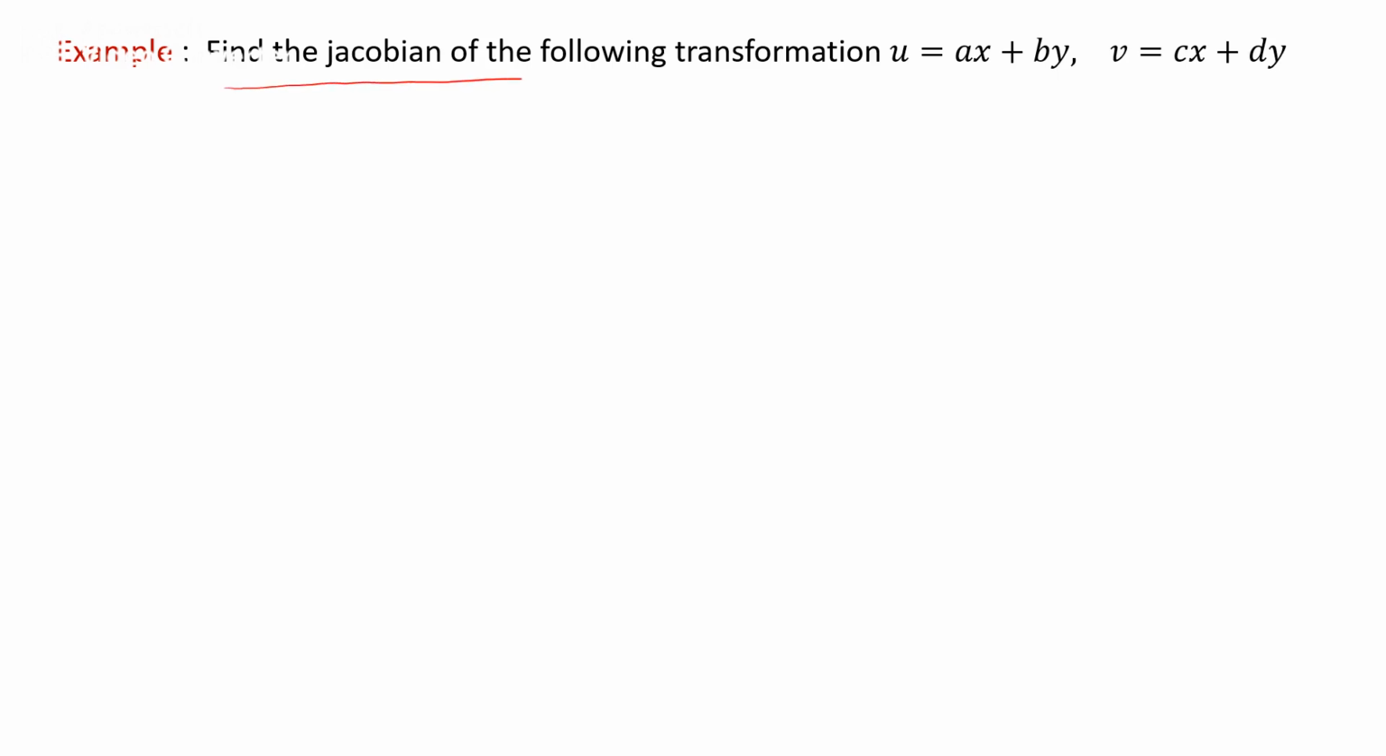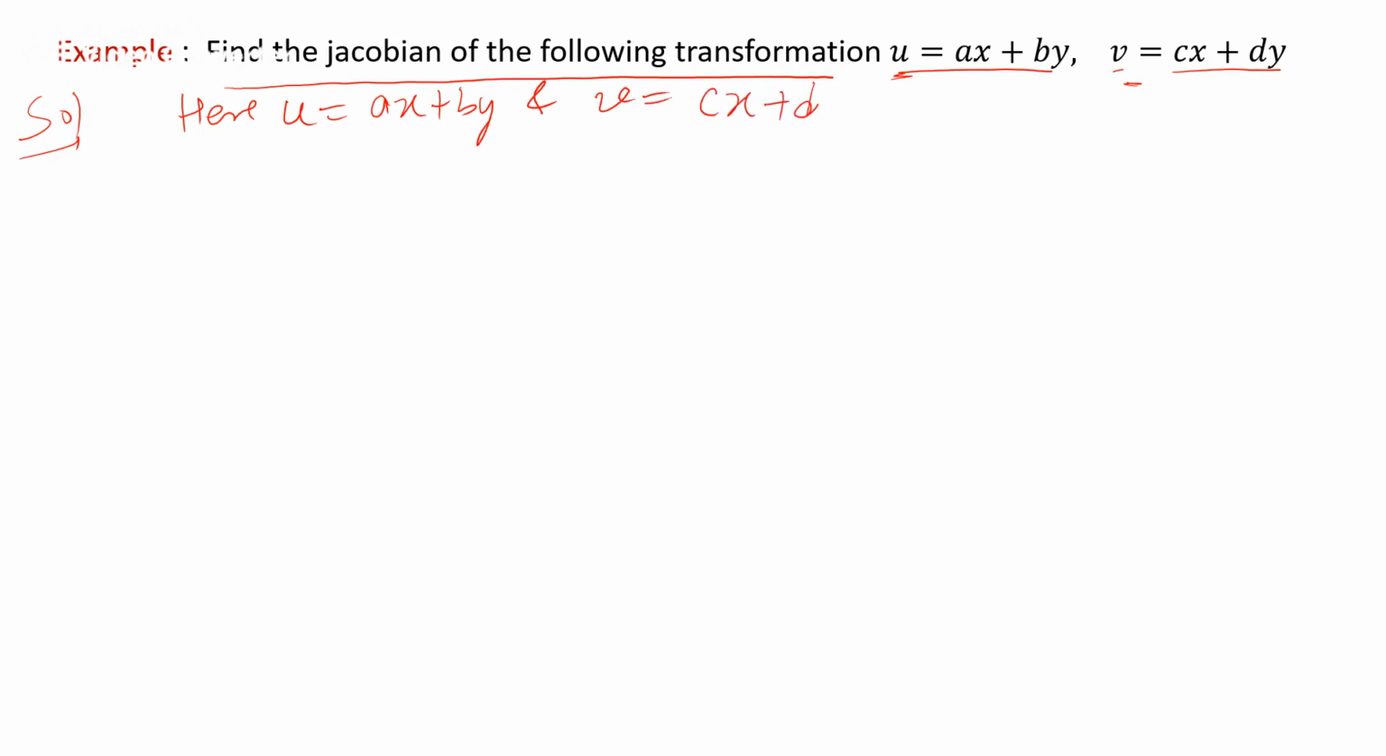Find the Jacobian of the following transformation. Suppose we have a function u equal to ax plus by and v equal to cx plus dy. So here we have to find the Jacobian of uv with respect to xy. Here we are given u equal to ax plus by and v equal to cx plus dy, where a, b, c, d are constants.